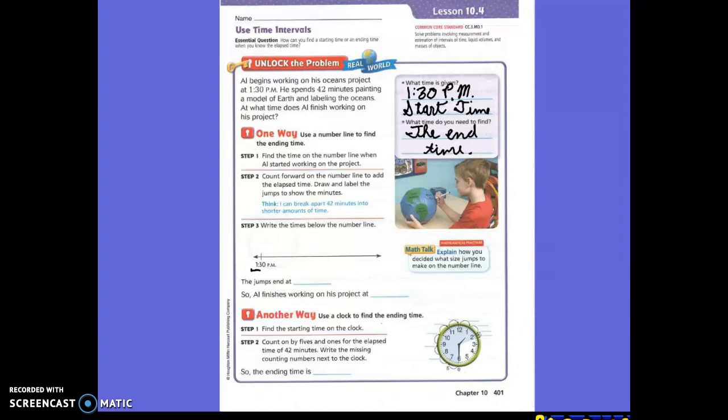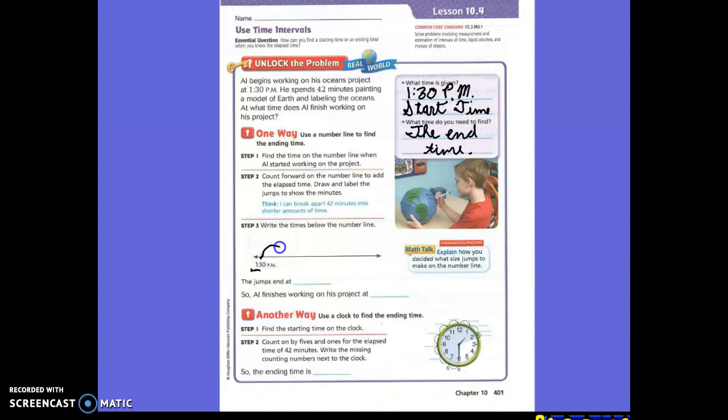Step two, count forward on the number line to add the elapsed time and draw and label the jump shown as minutes. Now remember last week how I told you how important it was to make the jump, write the time. Make the jump, write the time, right? So this time they give you the minutes. You're not finding the minutes this time. Okay, they give you it's 42 minutes. So we can do the jump.